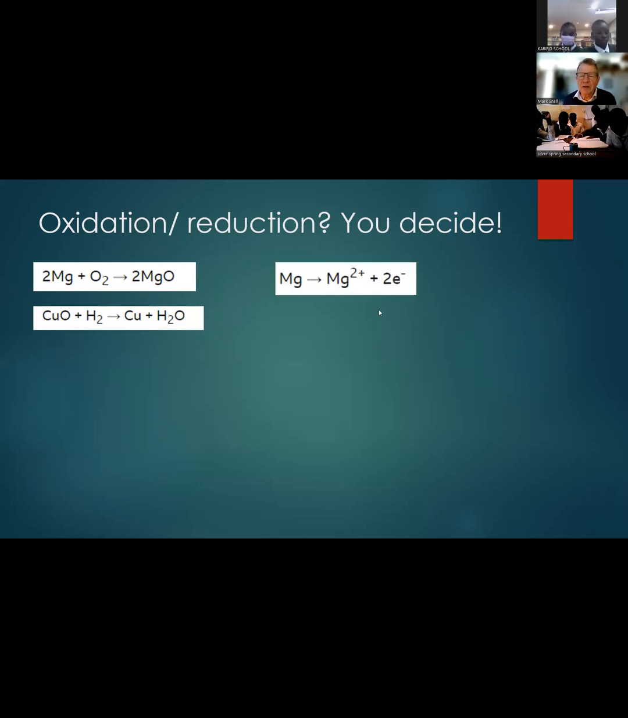Here are the equations. I've got some equations here that you can look at. So let's try just those 3 to start with, okay? Let's just have a go. See if you can tell me. The first one, Mg, the second one, CuO, the third one, Mg. See if they are oxidation or reduction, or sometimes both, perhaps. See if you can work out which one is which.